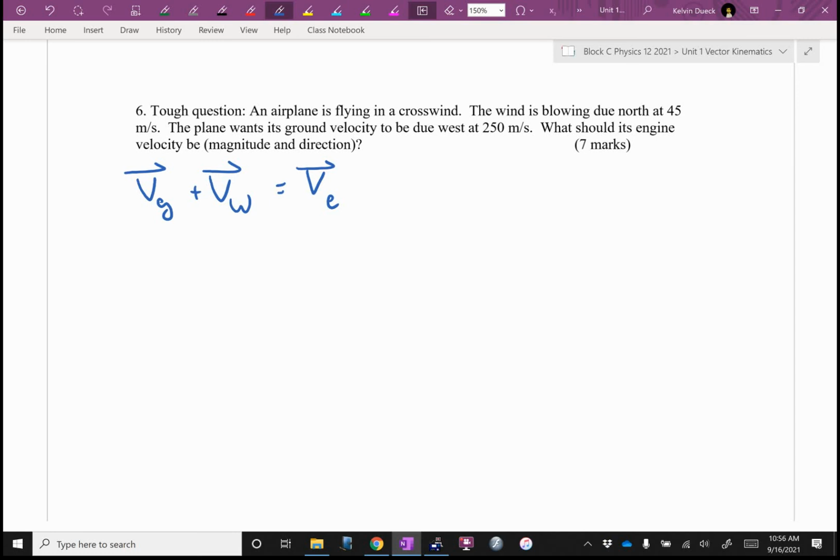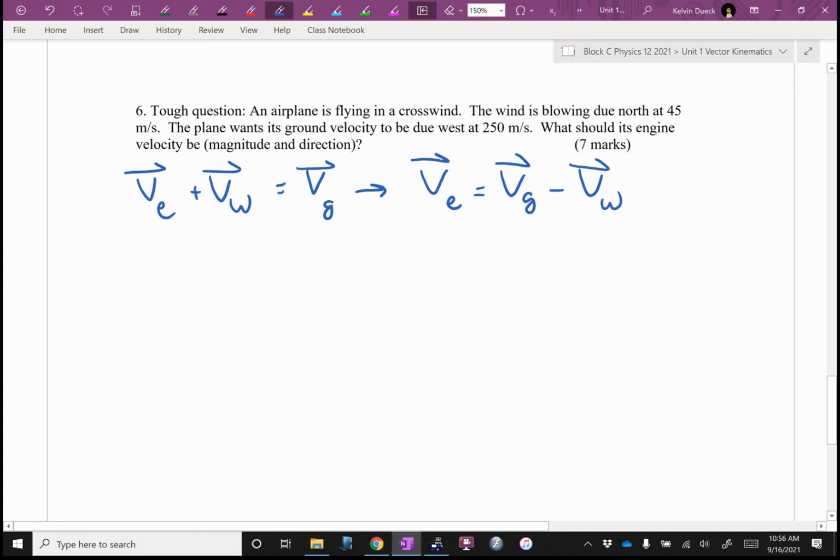I want to find the ground velocity. No, hang on, Mr. Dewick. I wrote this totally wrong from memory. That's what happens when I'm doing 2 steps in my head. I want to find the engine velocity. So the engine velocity is v ground minus v wind. Boy, did I botch that first one.